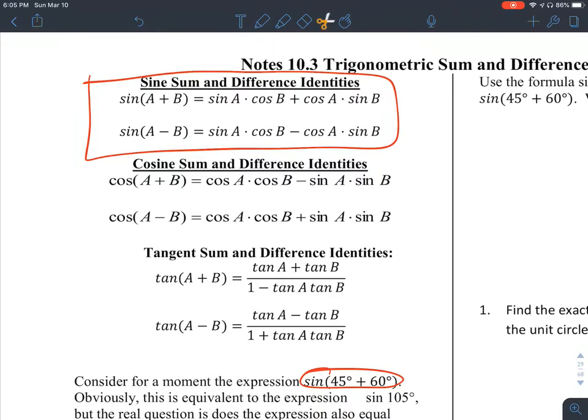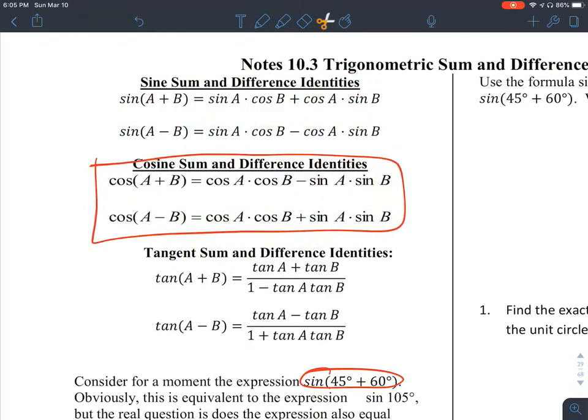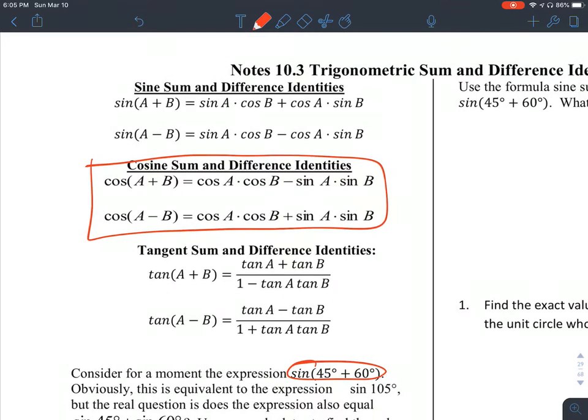Then we have the cosine sum and difference identities. Cosine of alpha plus beta, you're going to have cosine of your first angle times cosine of your second angle. Notice how the sign here is different. It was a plus, it's a minus: sine of your first angle times sine of your second angle. Similarly, cosine of A minus B is going to be a plus. You have cosine of your first and second angle multiplied together, and then you have sine of your first angle times sine of your second angle.